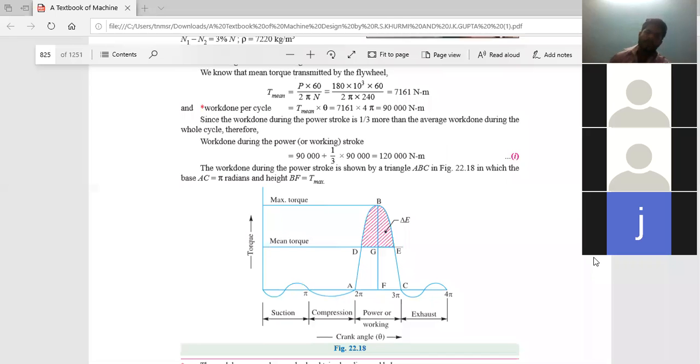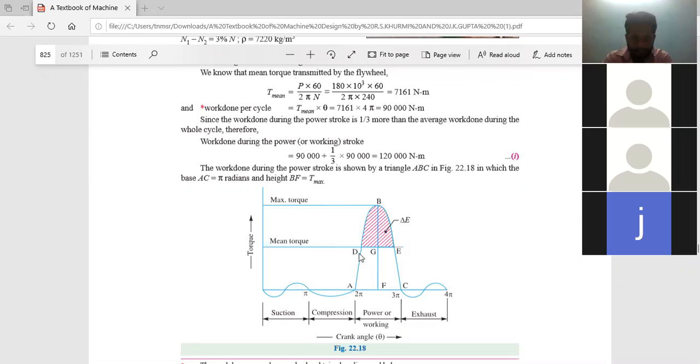Can you tell me from the diagram, what is the value of the height BF? Maximum torque, sir. Yes, maximum torque. So far, we haven't calculated T max, so I cannot tell that numeric value. But I know that from the diagram, BF is nothing but T max. So I have to calculate this T max.